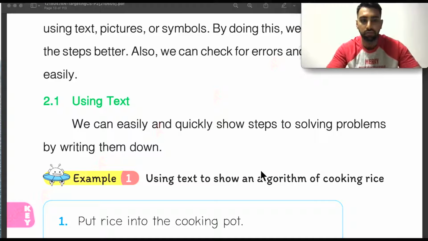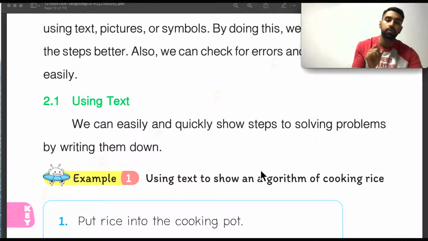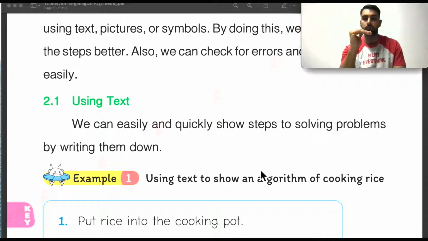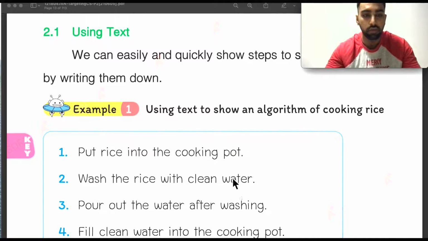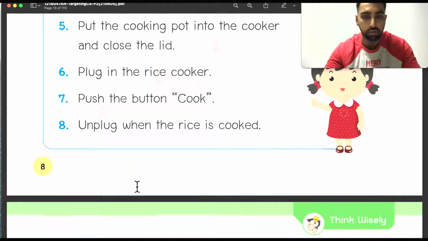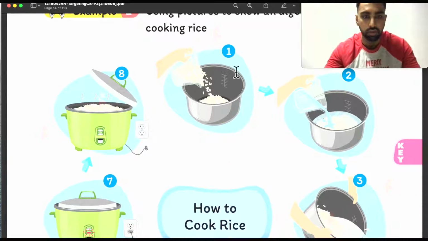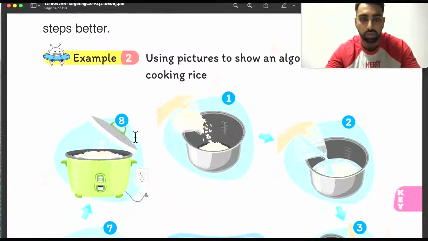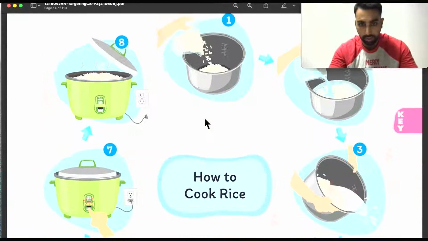The first way is using text, like writing how to solve the problem, and dividing the problem into step 1, step 2, step 3, step 4. Here you can write number 1, using the data, and then put the rice into the cooker, and this is boiling the rice. And number 2 was using pictures. These are the pictures.